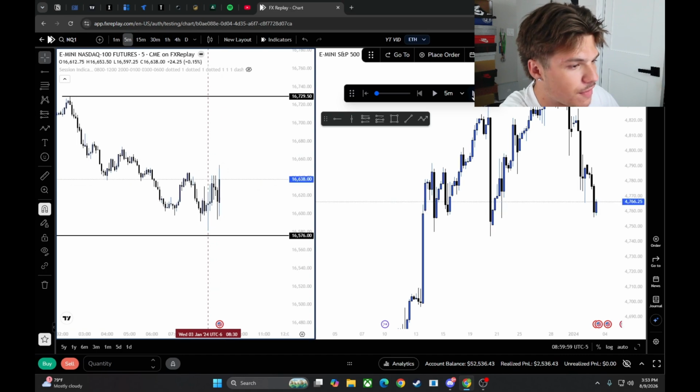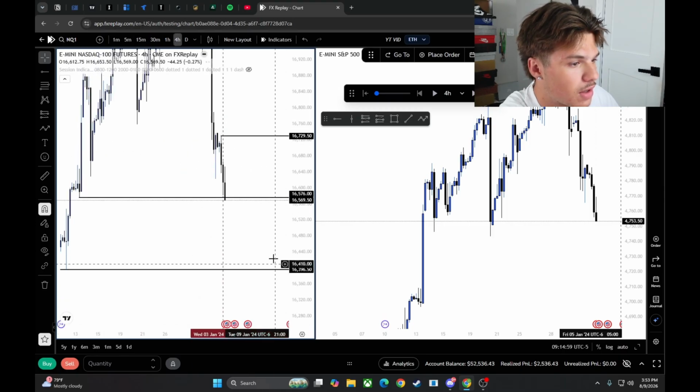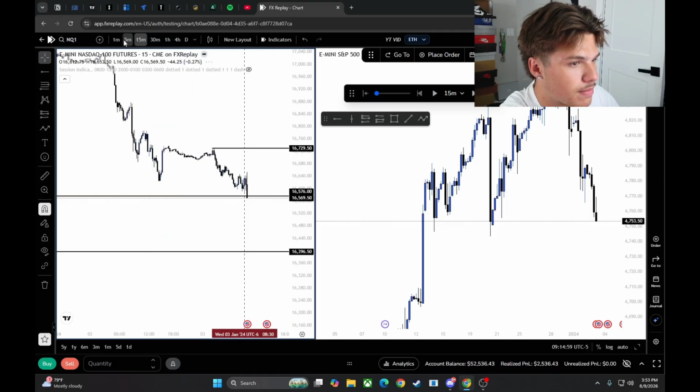And yeah, I always stay on the 5 minute. I just don't like the 1 minute. All right, we kind of just took this first draw. So now I want to see if we flip off it or continue going lower to this new week opening gap.